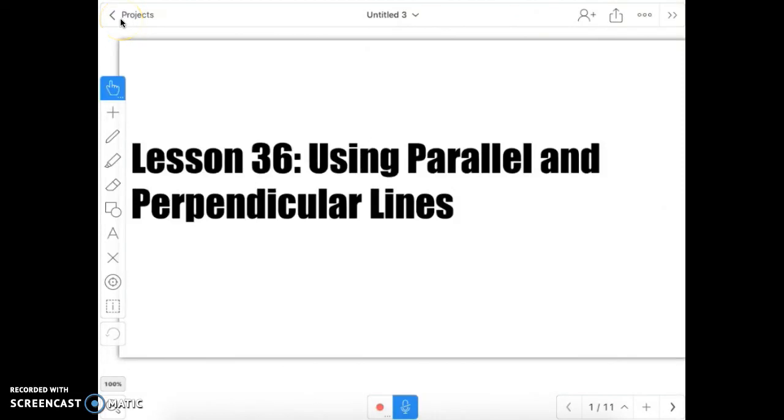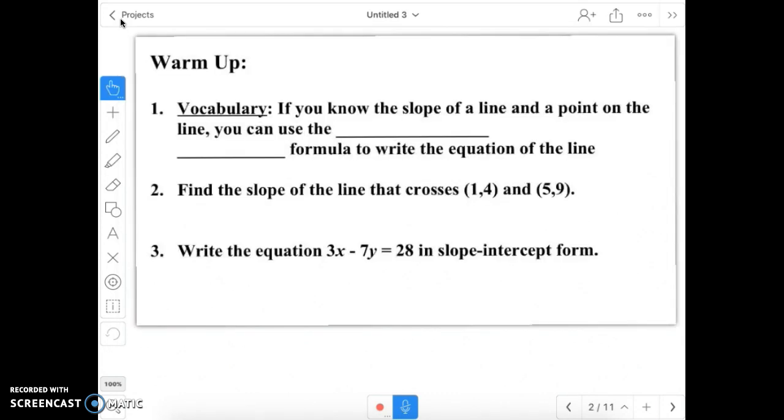Hello. Today in lesson 36, we're going to talk about using parallel and perpendicular lines. Your warm-up going into this, starting off with your vocabulary.